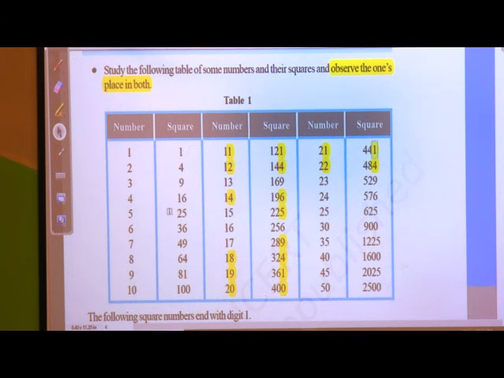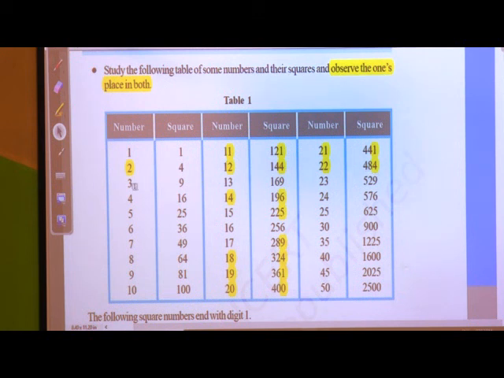The same is happening with 2, 12, 22. In ones place the digit is 2. The squares are 4, 144, 484. The digit in ones place of the square is 4, 4, 4, means when the digit is 2 in ones place, the digit in ones place of the square is 4. Here you can see that.